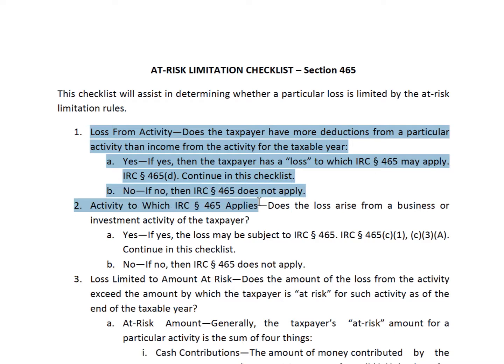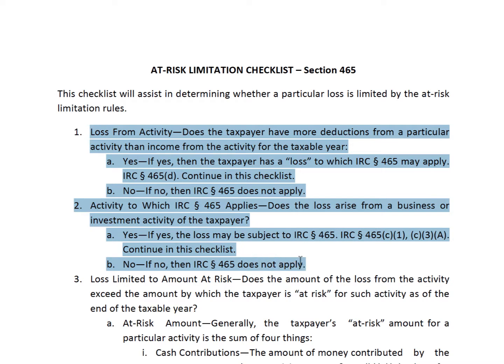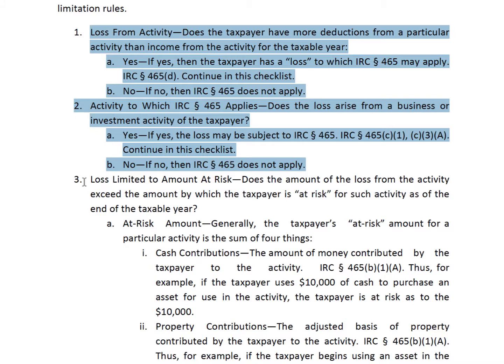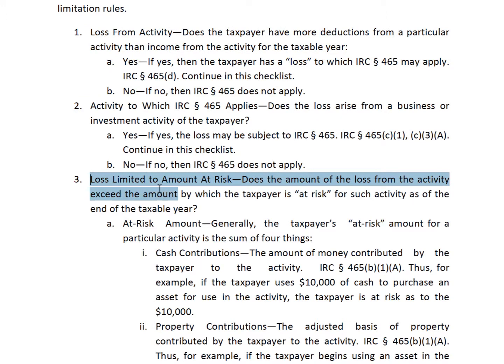So if they do have a loss, then we have to ask, is it an activity to which Section 465 applies? Does the loss arise from a business or investment activity? If yes, we continue. If no, Section 465 does not apply, and you're done there. Now, if it is a loss with respect to the investment activity or business, the loss is limited to the amount at risk. And what this has to do with is non-recourse liability financing.